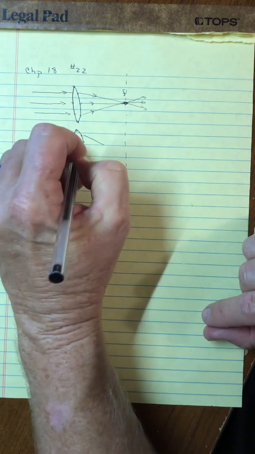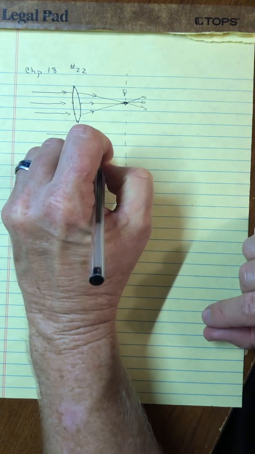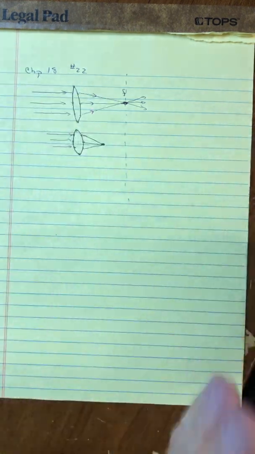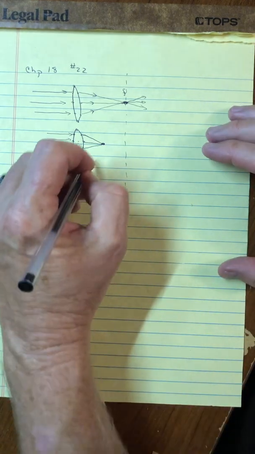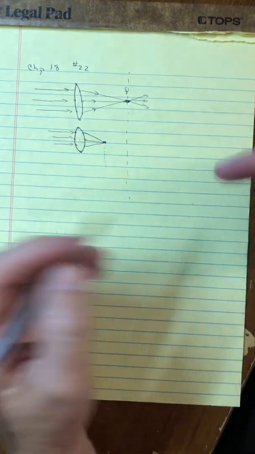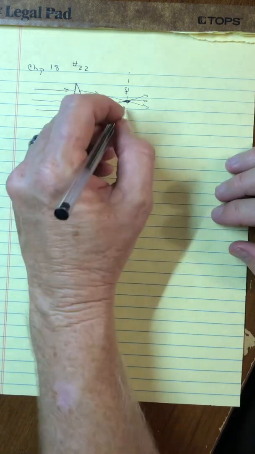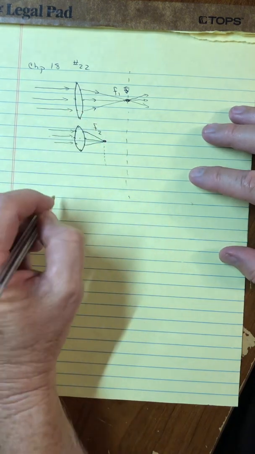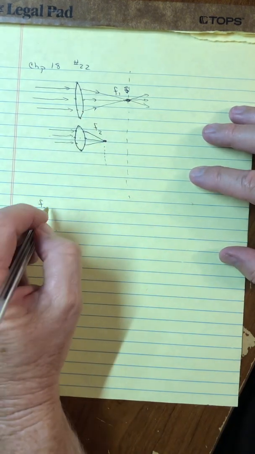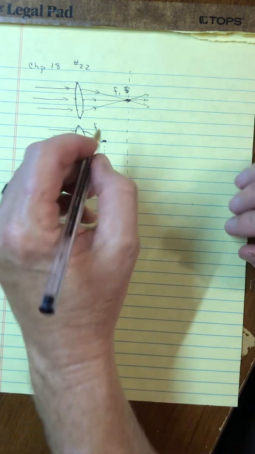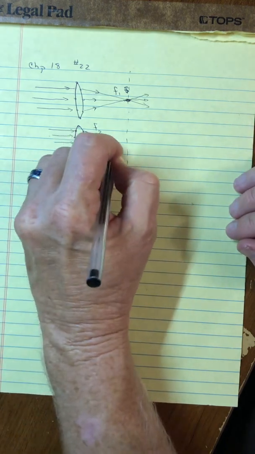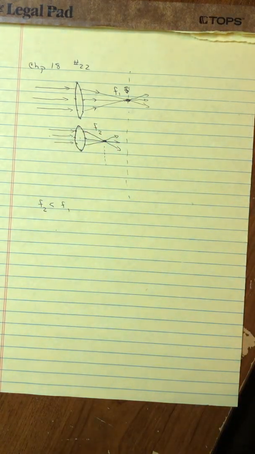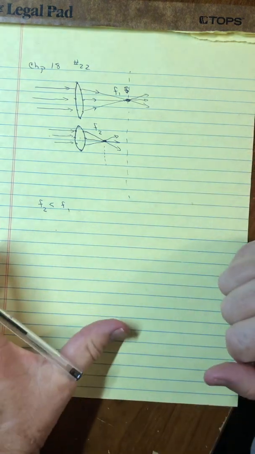The light will also have a converging effect, but this convergence will happen in a much shorter distance, and so its focal length would be less. So maybe if I called this focal length number 1, and over here focal length number 2, I would say focal length number 2 is less than focal length number 1. But the idea is still the same, that it is a converging lens, or a convex lens, and it makes the light converge.